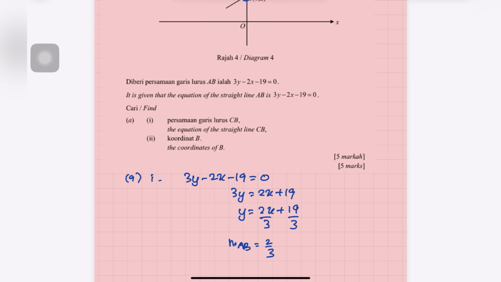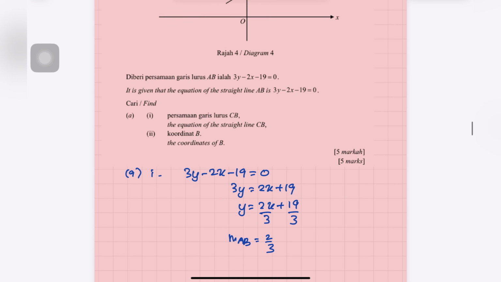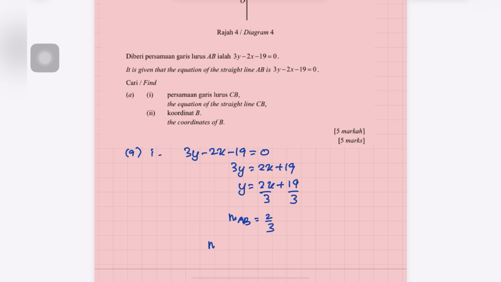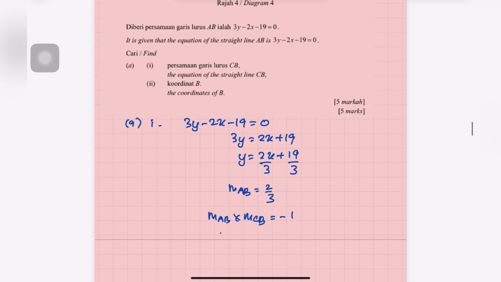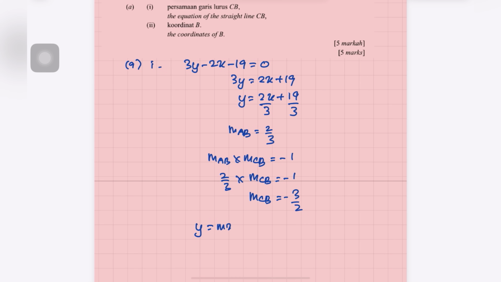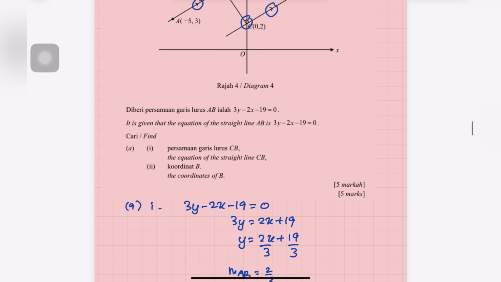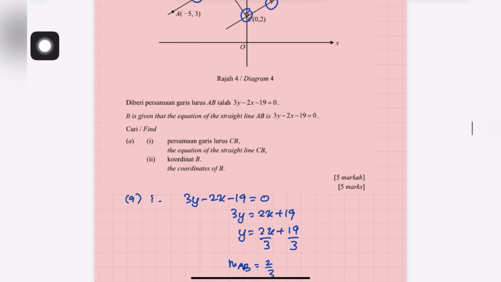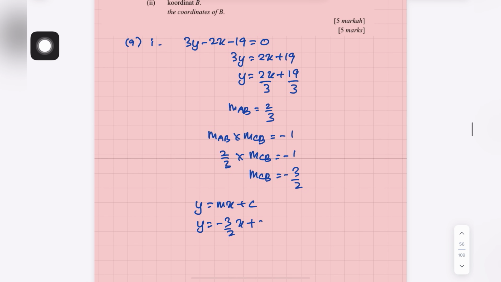Okay, since CB is perpendicular to AB, we can use gradient AB times gradient CB equals negative 1. So 2 over 3 times gradient CB equals negative 1. So gradient CB equals negative 3 over 2. This one we substitute into y equals mx plus c. So y equals negative 3 over 2 x plus, okay, intercept is positive 2, so plus 2.